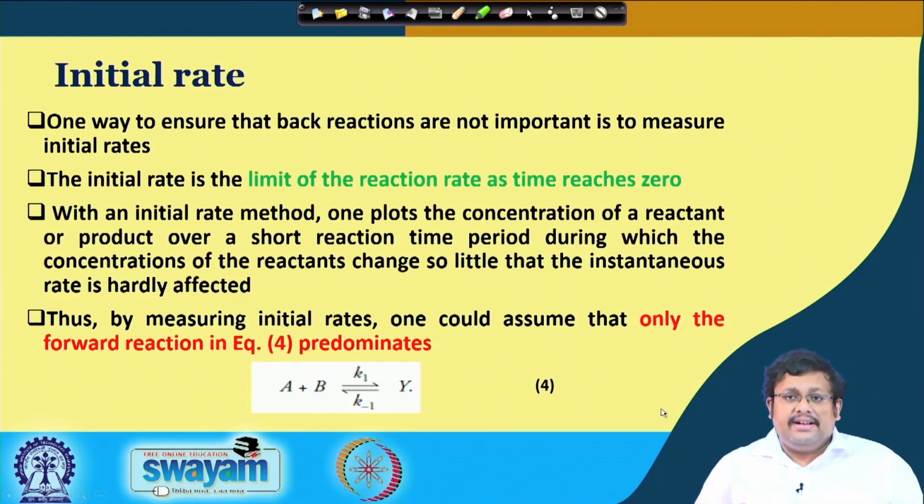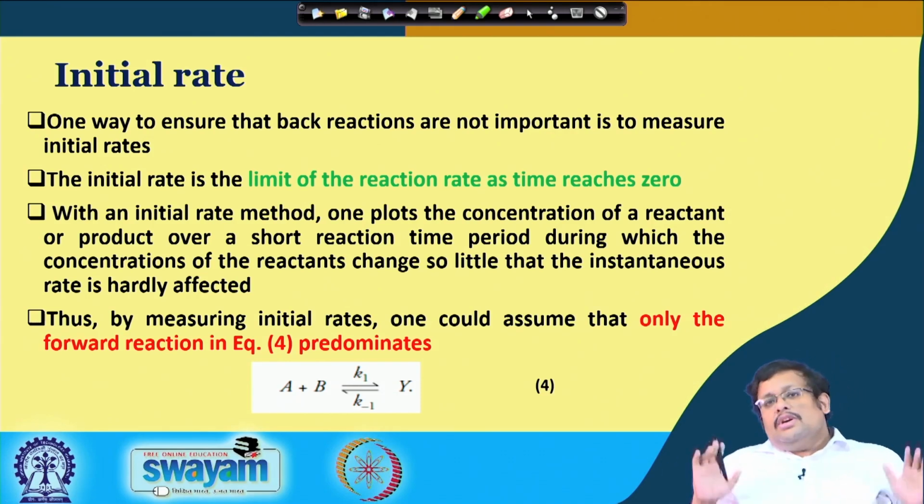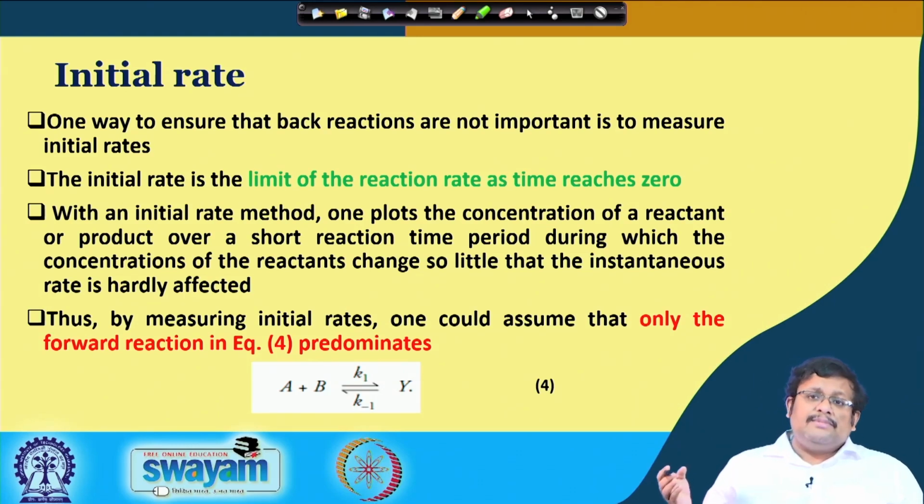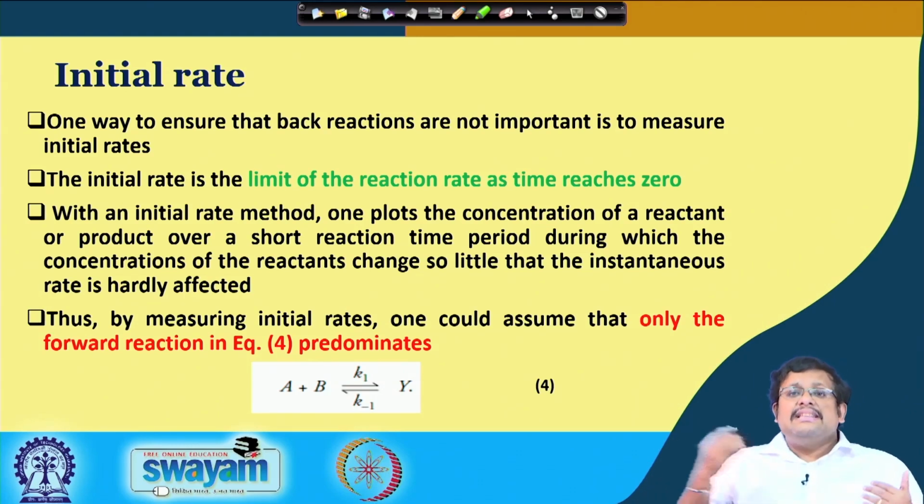Now, what is the initial rate and how can we use it? One way to ensure that back reactions are not important is to measure the initial rate. If we nullify the reverse reaction and focus only on the forward reaction, then we have to measure the initial rates. The initial rate is the limit of the reaction rate as time approaches 0. Obviously, at that initial point there is a higher concentration of the reactants and a low concentration of the product, so there will be less reverse reaction.